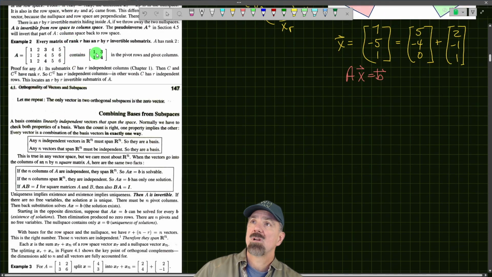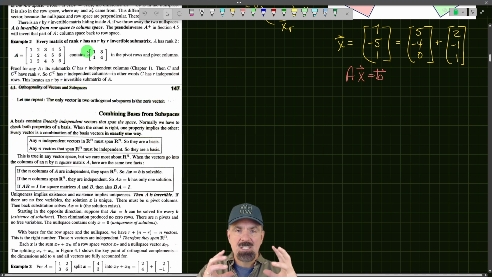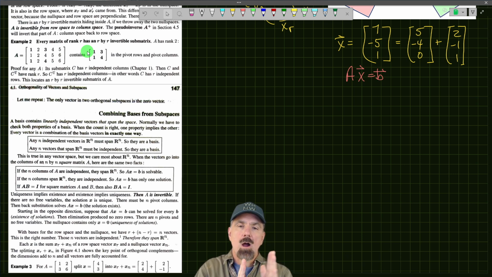One really important conversation is the fact that internal to every matrix, we can find an R by R. Remember, R is his representation for rank. We can find an R by R invertible matrix in the center of my linear mapping, my linear operator, which is represented by a matrix.